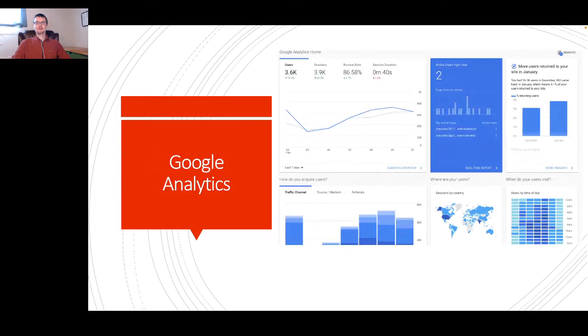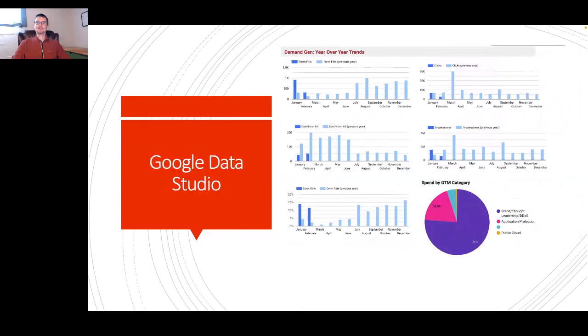Google Analytics is a free tool. If you don't have it set up, definitely have it set up, or see if someone has it set up on your site and can share access, where you can basically see anything and everything about who's visiting your site, how much time they're spending on the site, pages they're viewing and such.